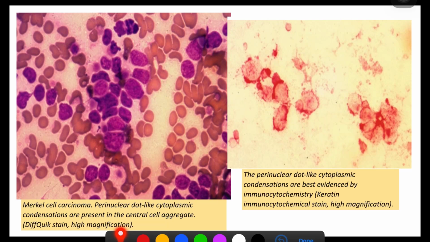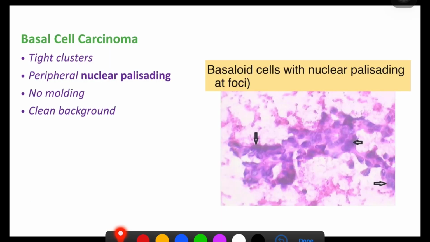So this is the dark staining of keratin stain, immunocytochemical stain. Now basal cell carcinoma, very rare to see in lymph node metastasis, but if it is present, it shows tight clusters and peripheral palisading of nuclei. No molding, clean background, it is suggestive of basal cell carcinoma.